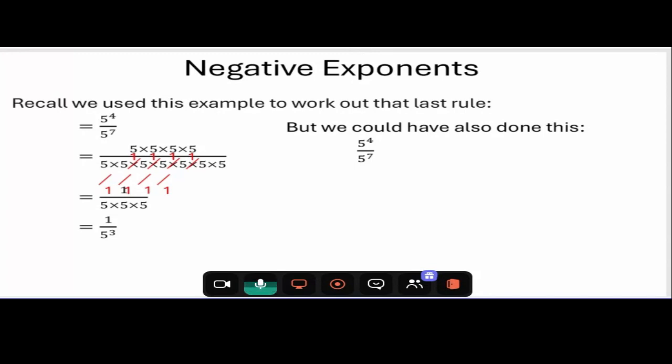We could have also done this. We could have said, oh, you're dividing with the same base. Subtract the exponents. What's 4 minus 7? Negative 3. So over here, we recognized that the leftovers were going to be on the bottom, so we put them here. Here, we just pretended we didn't know that, and we just did the straight-up rule, 4 minus 7, and we get a negative. So what we discover is that a negative exponent actually means the thing is on the bottom. 5 to the power of negative 3 is 1 over 5 to the power of positive 3.